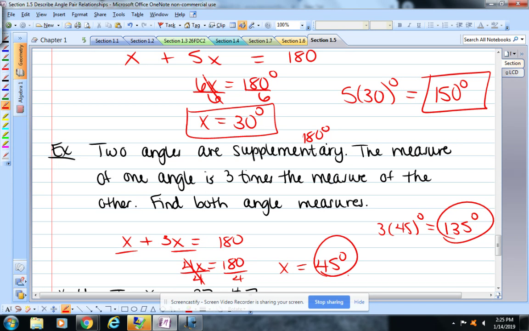If I add those 2, do I get 180? Yes. What if it said complementary instead of supplementary? You'd put a 90 right there and solve it. Does that make sense? Complementary 90, supplementary is 180.